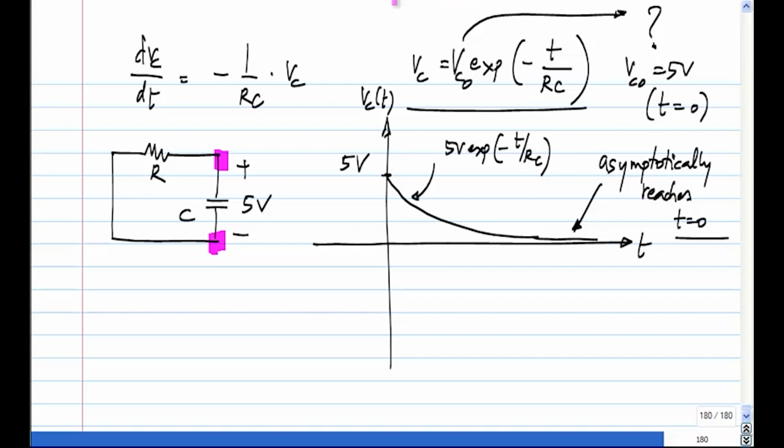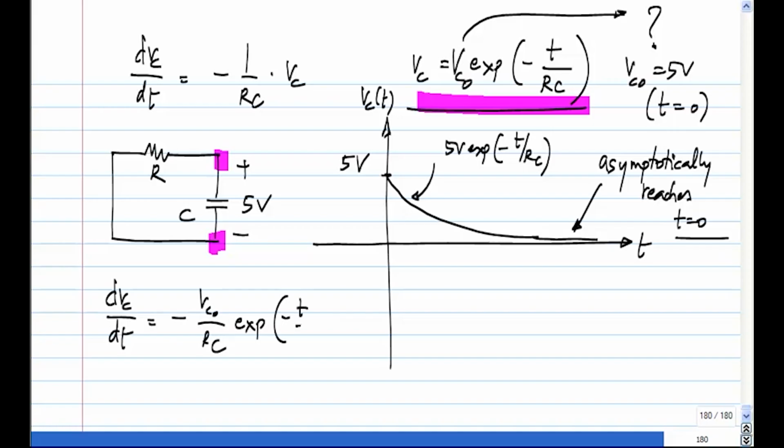Now, what is the initial slope of this? What is dVc by dt? Minus Vc naught by Rc exponential minus t by Rc. So again, if you look at the value of t equal to 0, it is Vc naught by Rc, right? That we could tell also by just looking at the circuit, because we have 5 volts across the capacitor, which is also across the resistor. So the current is 5 volts by R, and the rate of change of voltage is I by C, which is 5 volts by Rc. That is the rate of fall, and then that keeps on reducing. This is fine.